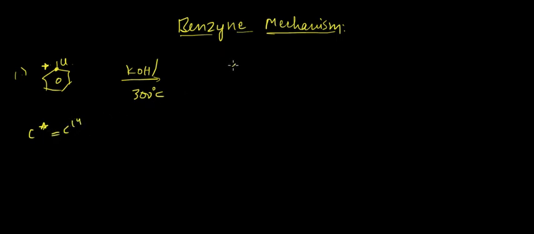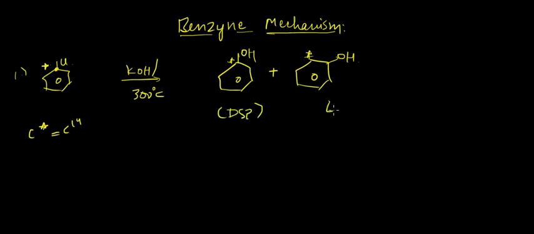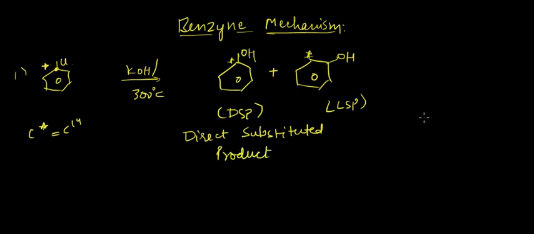Okay, so what we see is that we get something like this as the products, a mixture of this and this. This is called DSP and this is called LSP. DSP implies direct substituted product, and LSP implies line substituted product.